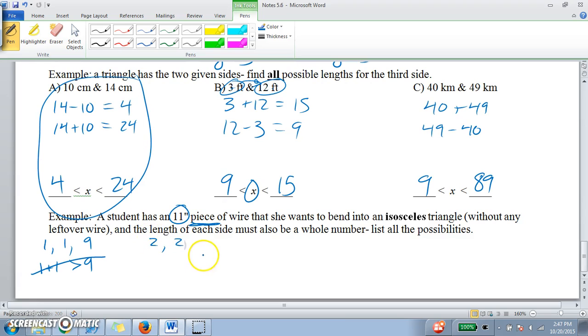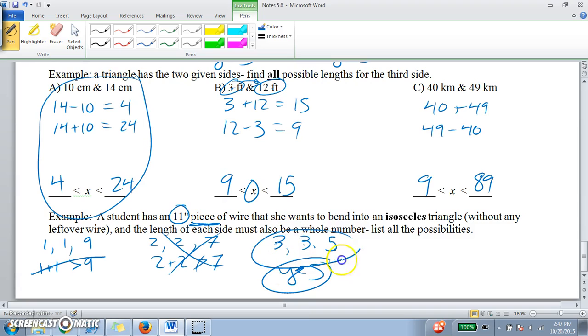So if we have the two congruent sides being 2, then we have 2 and 2, which would add up to 4, so the leftover piece would be 7. But again, 2 plus 2 is not greater than 7, so this also would not work. Let's try 3 and 3. So if we have 3 and 3 inches, then that adds up to 6, so there's 5 left over. 3 plus 3 is greater than 5, and 5 plus 3 is greater than 3, so this would work. So this is one possibility for a triangle.